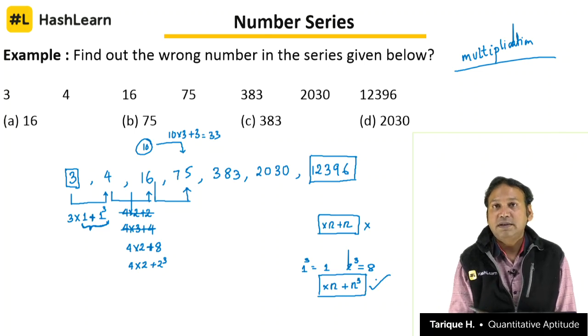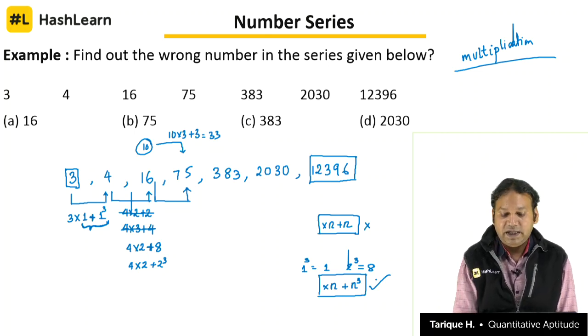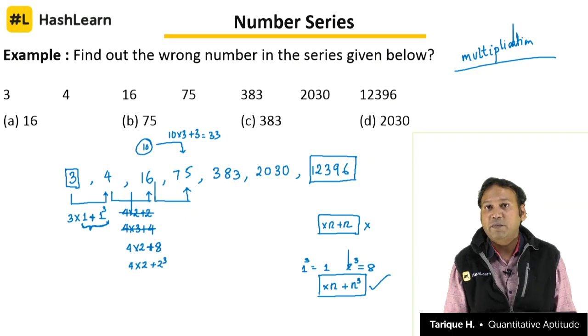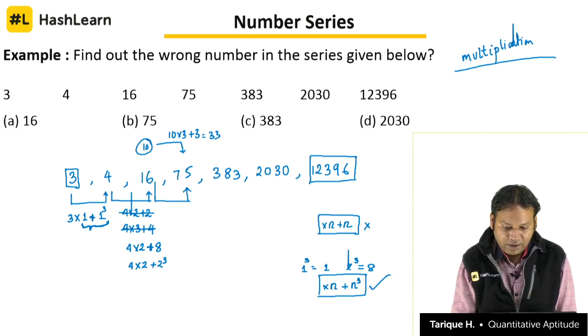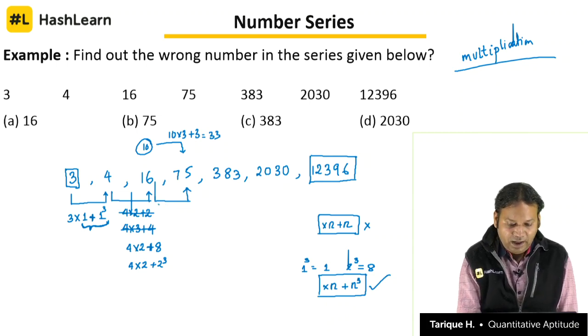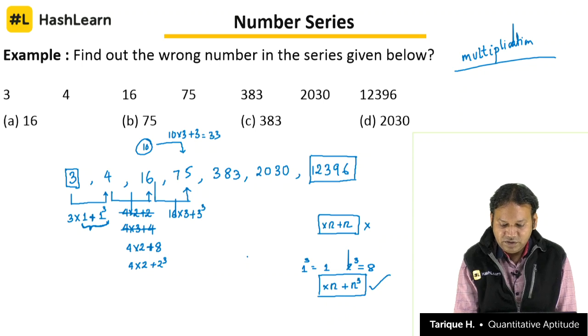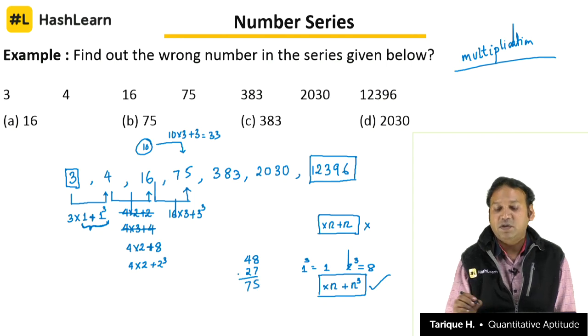So why am I discussing all these things? So that you can develop an approach. I can simply write the solution and show you which number is wrong, but how do you build your approach? That is very important. We look for patterns, we look for some pattern to help us solve the question. So now that we know the pattern and 3 and 4 are right, 4 and 16 are right, what about 16 and 75? So 16 into 3 plus 3 cube, does it give us 75? 16 into 3 is 48, and 48 and 27, we add them, you get 75. So 75 is also right.